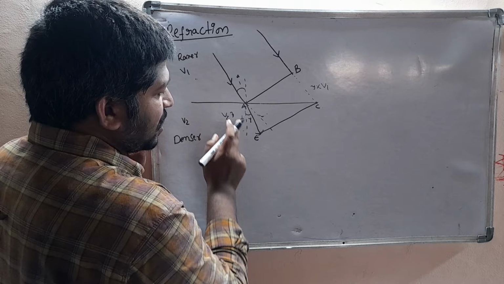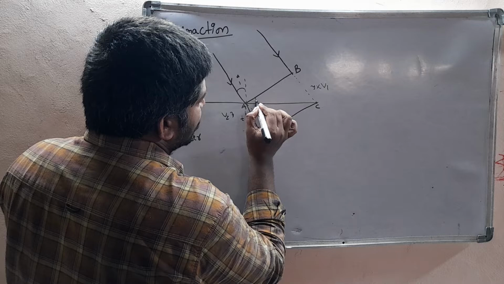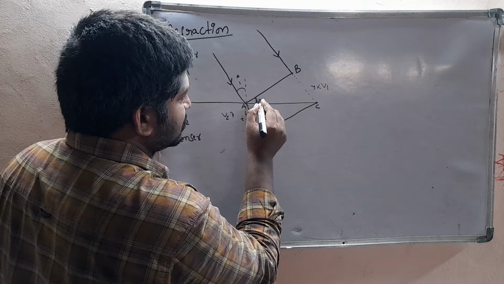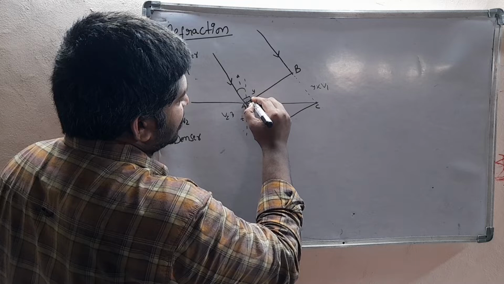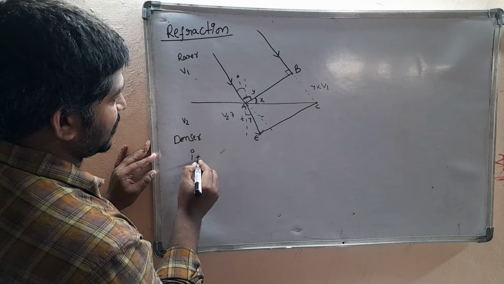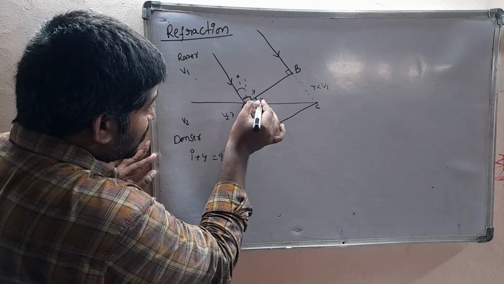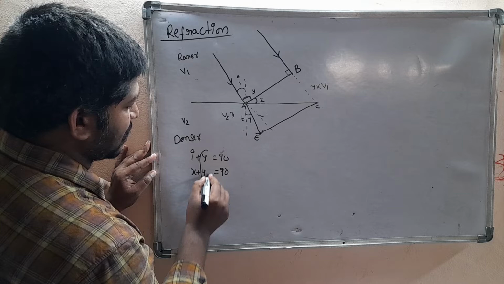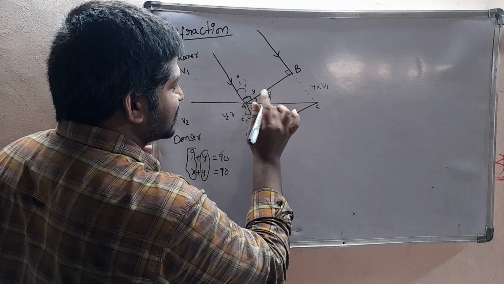Here, what is this angle? Let's assume this is X, this is Y. It is 90 degrees, because it is 90. That means angle I plus Y is equal to 90. This is a normal, and the sum of X and Y is definitely 90. See friends, definitely I is equal to X. Similarly, it is R.